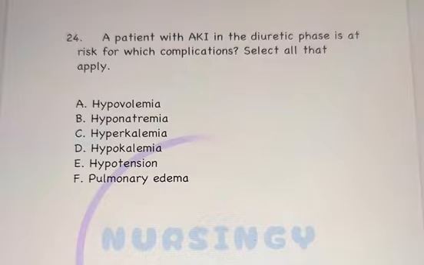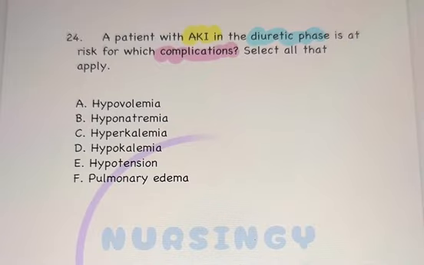Question 24. A patient with AKI in the diuretic phase is at risk for which complication? Select all that apply. So we have acute kidney injury, but the patient is in the diuretic phase. And we need to work out the complications. What complication can happen?